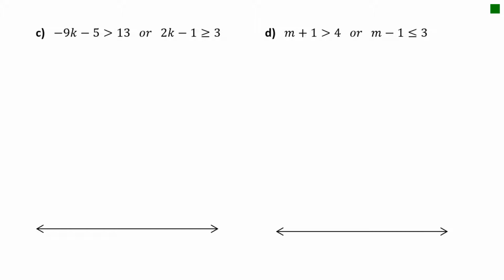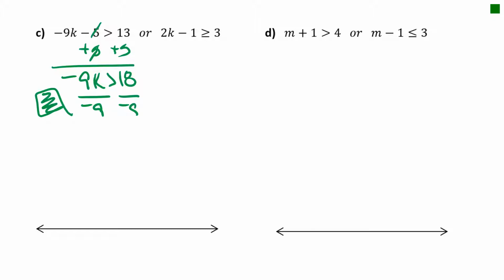Okay, 2 more. So we're going to add 5. We get, cancel. Negative 9k is greater than 18. When I divide by negative 9, what happens? I flip the sign. So 18 divided by negative 9 is -2.